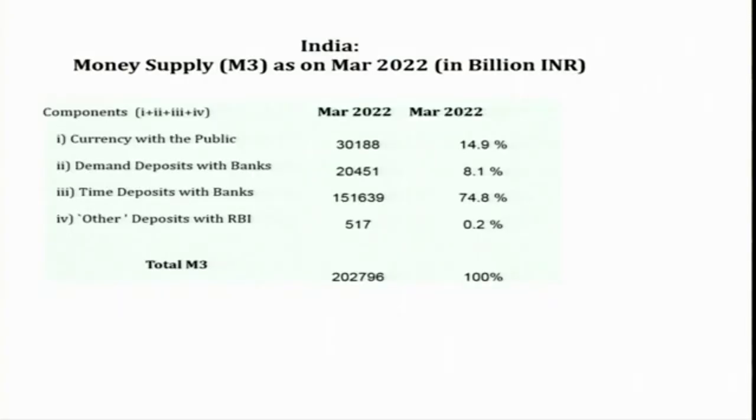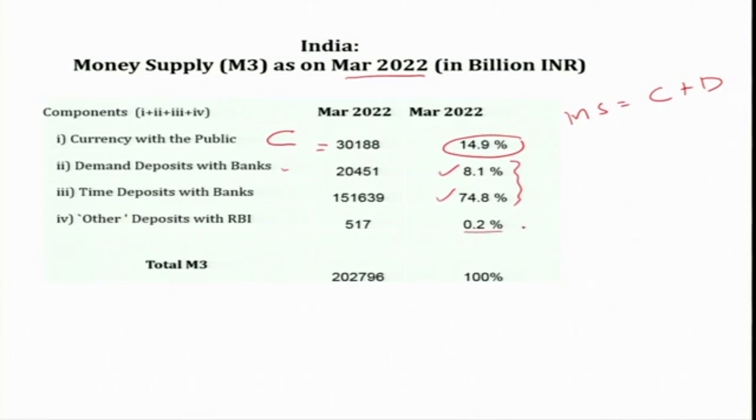So as a motivational factor, let me put this data, that is the total money supply in India in March 2022. Within this, we have defined that money supply is equal to C plus D. Out of this, 14.9% is C, that is the currency. And the deposits, the demand deposits are 8.1%, and time deposits are 74.8%. So this constitutes the total deposits, demand deposits and time deposits.